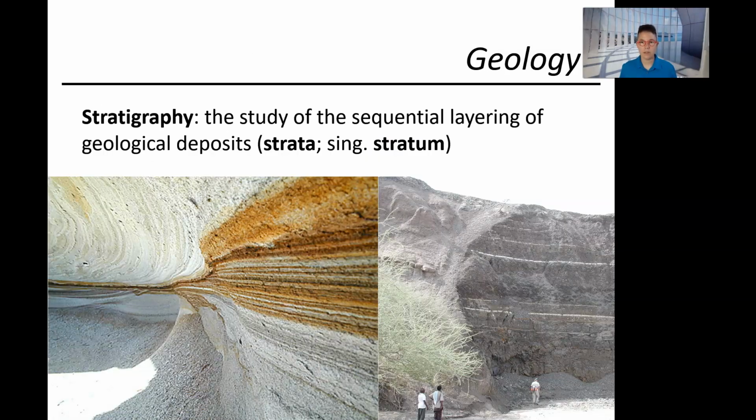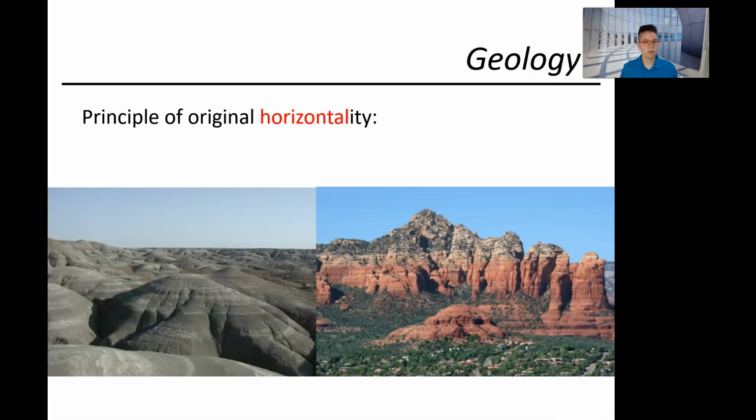And there are some things that you really already intuitively understand. You intuitively understand the study of stratigraphy, which is the sequential layering of geological deposits. We'll call any one layer a stratum, that's the singular, and then strata are laid down on top of each other in depositional events like floods and rainstorms and dust storms, anything that deposits sediment on top of the ground.